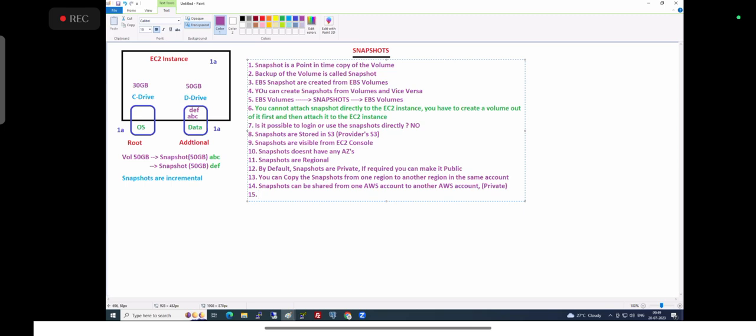Can you take the EBS volume and directly move it to another region or availability zone? Can you move the volumes? No, volumes cannot be moved. You need to take a snapshot and then move. Volumes can be moved directly? No. EBS volumes cannot be moved directly to any other region or account. So you need to use what? Snapshots.